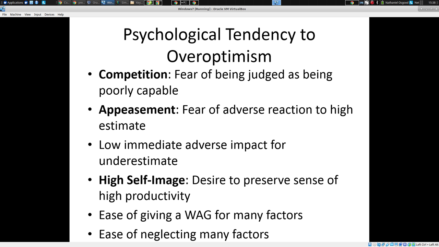And so I give an estimate that's somewhat low. I know it's low. I know it's over-optimistic. I'm saying it's going to take less than I think it could easily, because I don't want to seem like the slowest one in the bunch. Or maybe it's appeasement. We're afraid that the manager will be unhappy if we say we know they're really counting on getting this soon, and if we tell them the bad news, that it's going to take a long time, they'll be disappointed. There's low immediate adverse impact if we give an underestimate.